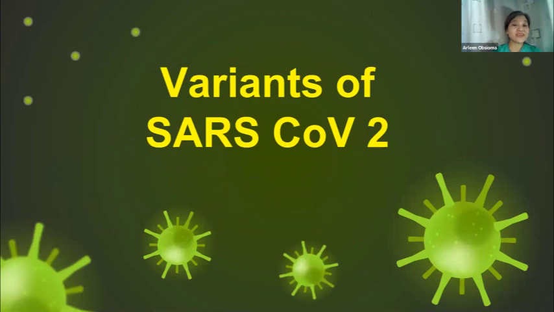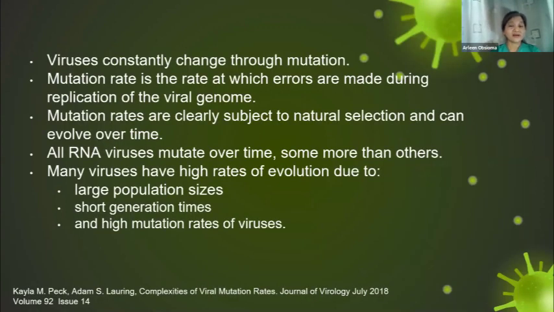So we have also heard of the variants now of the SARS-CoV-2 virus. And so what are these? So viruses constantly change through mutation. Mutation rate is the rate at which errors are made during the replication of the viral genetic material. And mutation rates are clearly subject to natural selection and can evolve over time. So all RNA viruses, to which the SARS-CoV-2 belongs, mutate over time, some more than the others. And many viruses have high rates of evolution due to the large population of the viruses, the short generation times of the virus, and the high mutation rates of this group of viruses.